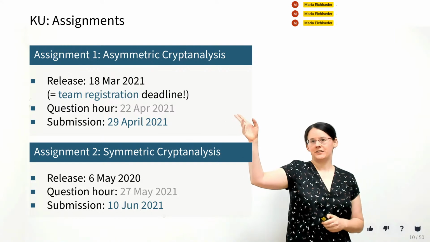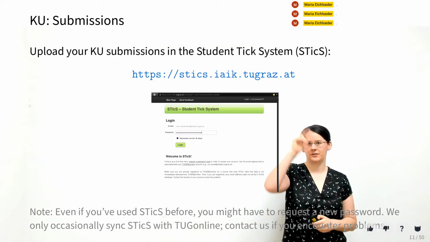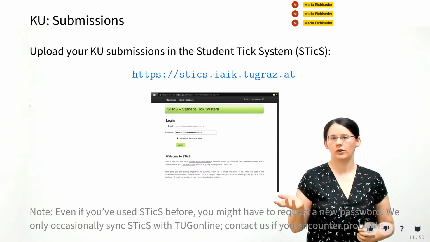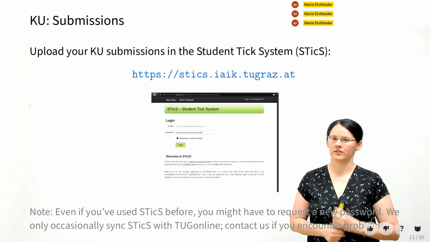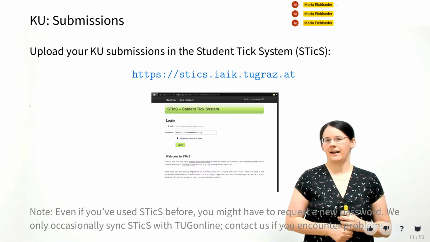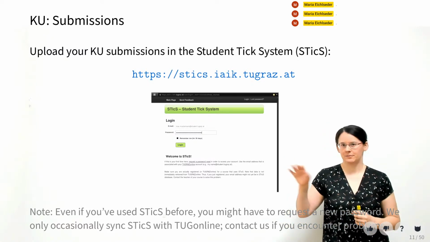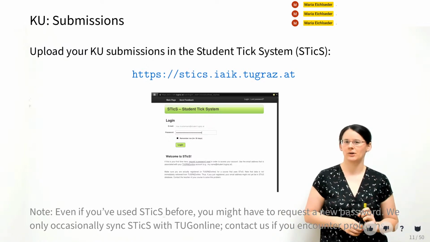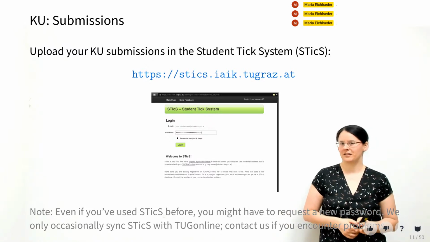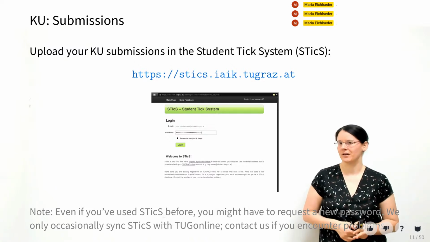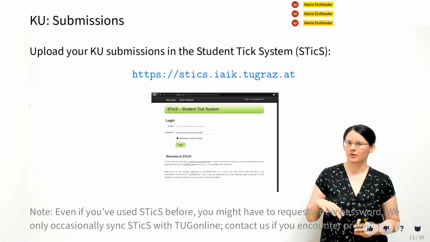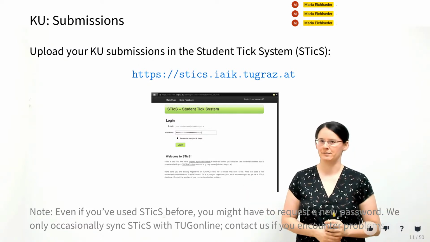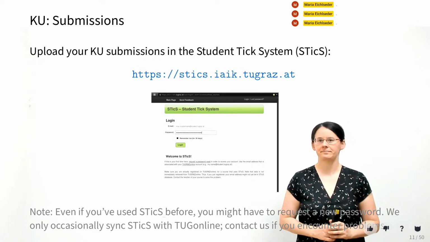So, how do you register your team? By just going to STIX, logging in there. You log in by simply saying you have forgotten your password, you'll get a new one. And the database of email addresses that are accepted is synced occasionally with TU Graz Online, but it's only synced if we do so manually. So if you signed up very late to the course, you might not be in there yet. So if you're trying to sign up and something doesn't work, let me know and I'll sync.